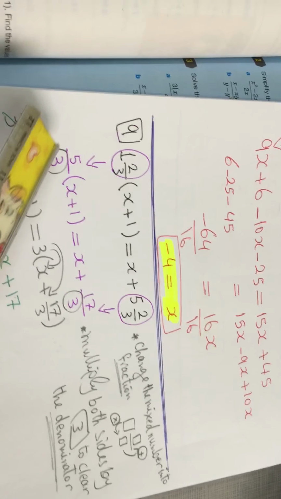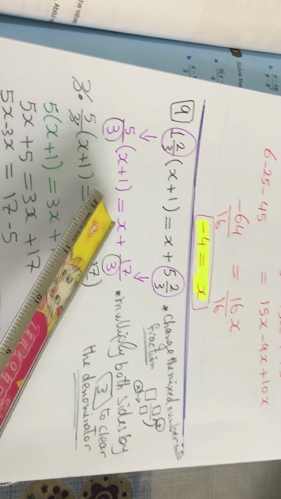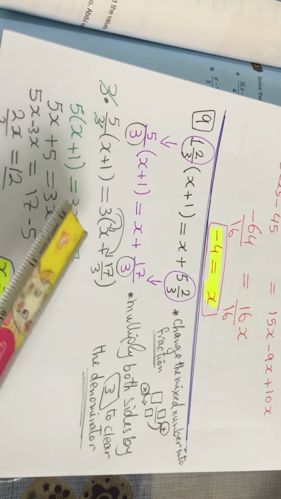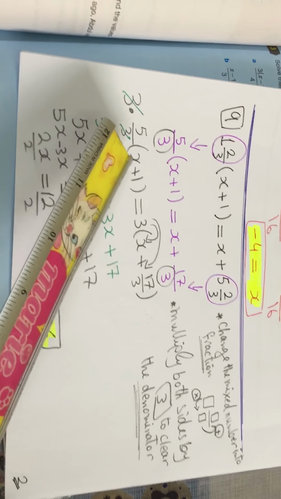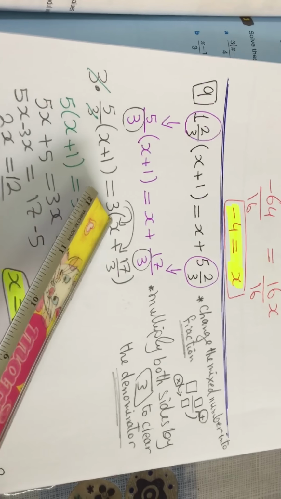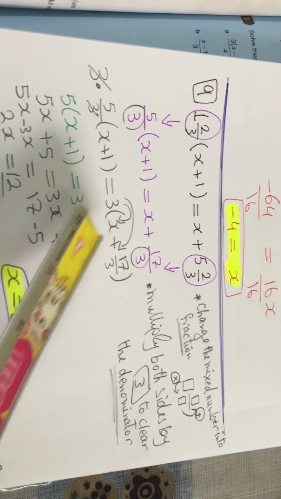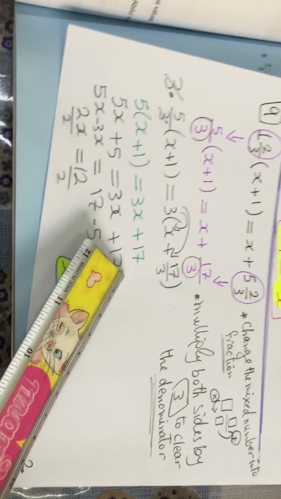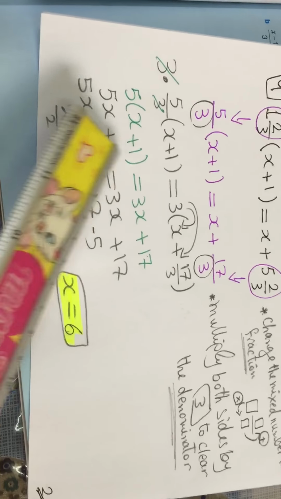So I'll multiply here to cancel this 3. But here 3 distributed by x and 17 over 3, like this. What's left here? 5. So 5 multiply x and 5 multiply 1. Here 3 multiply x and 3 multiply 17 over 3. Cancel 3 with 3, give me 1, and what's left? 17. Now distribute 5. 5x plus 5.